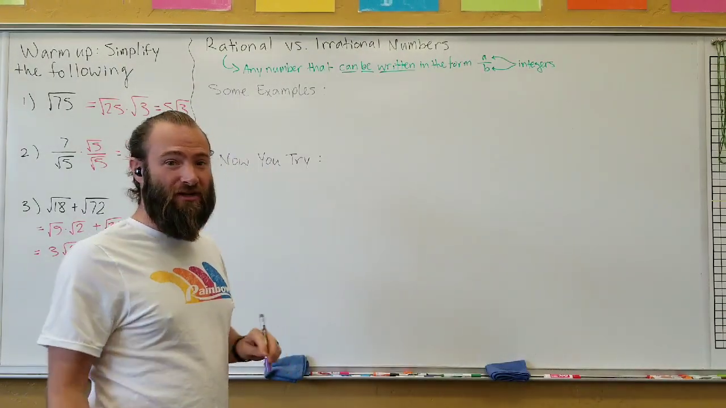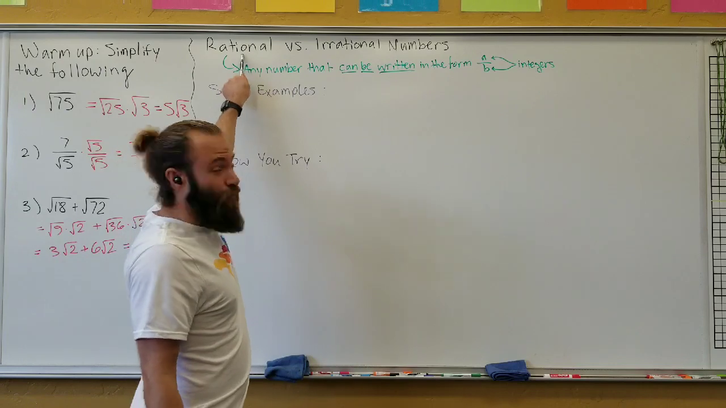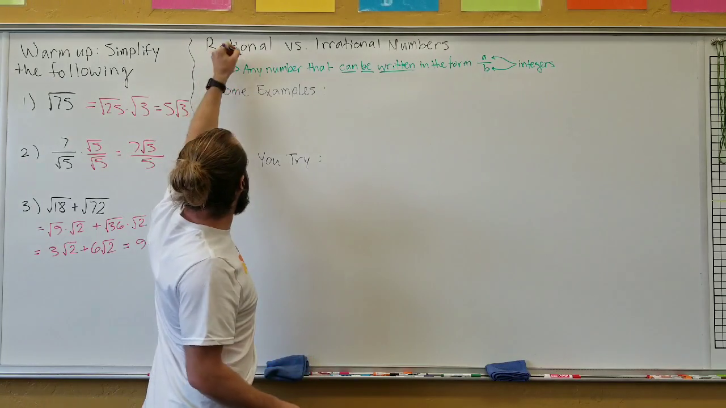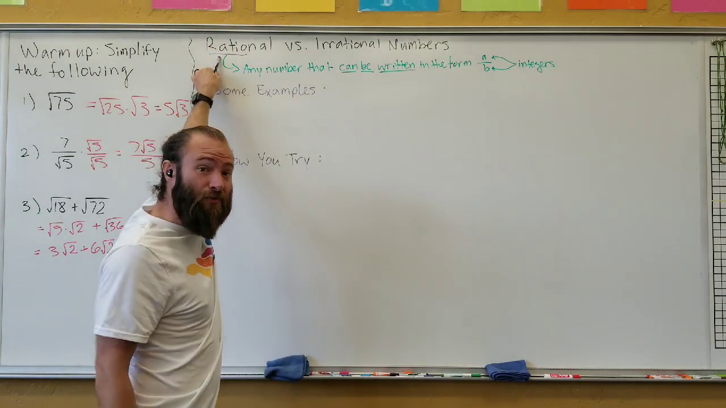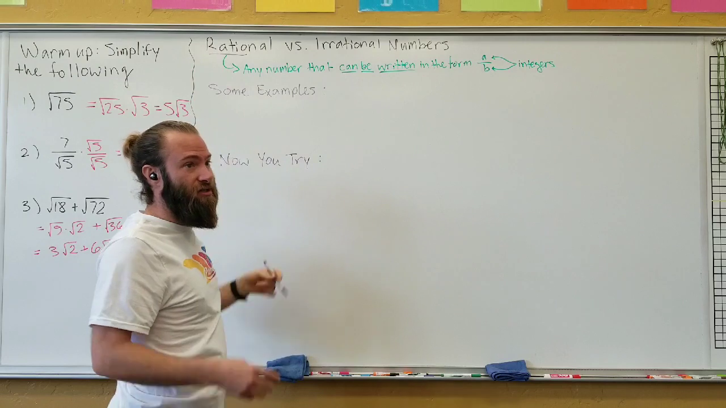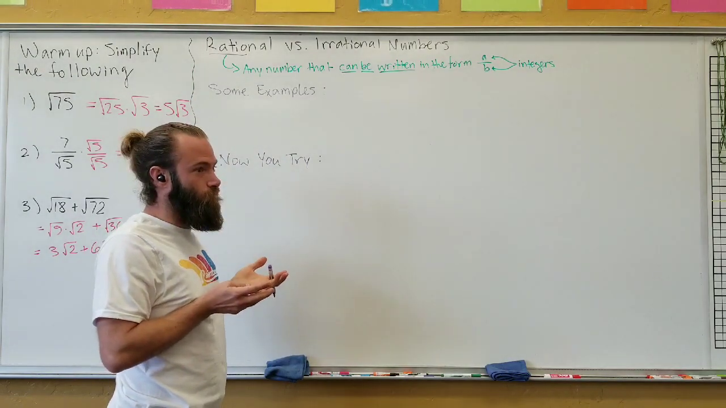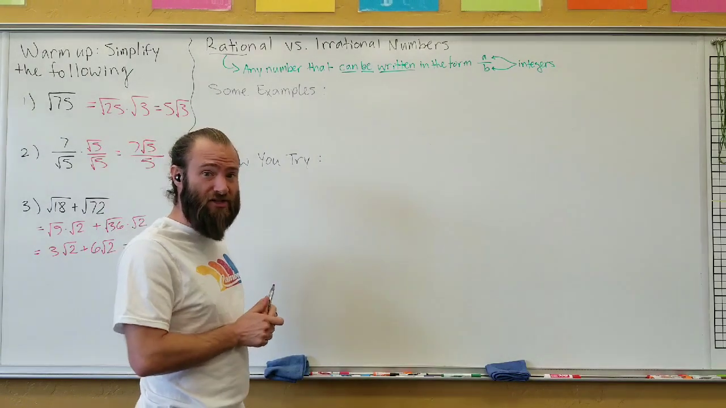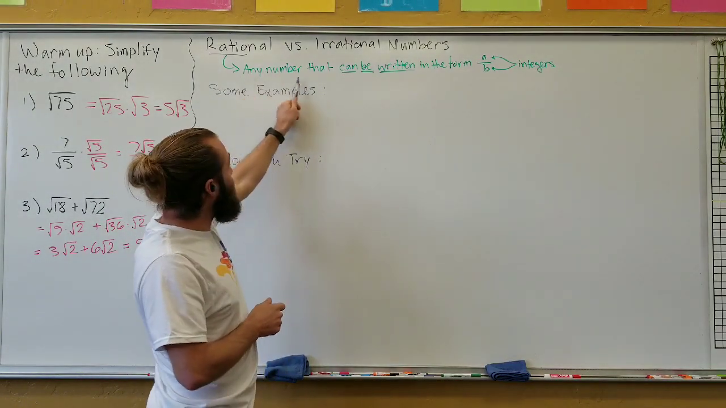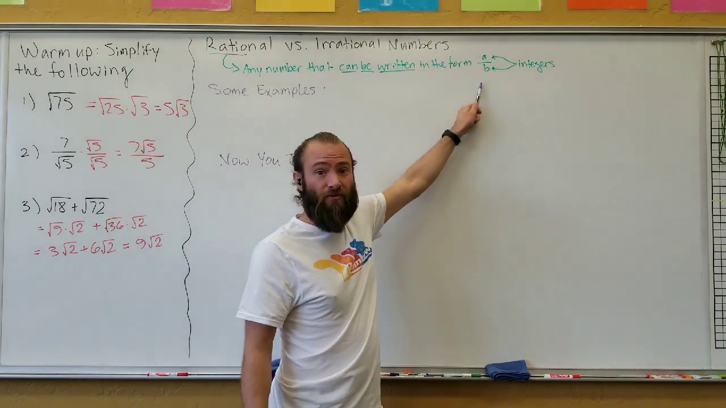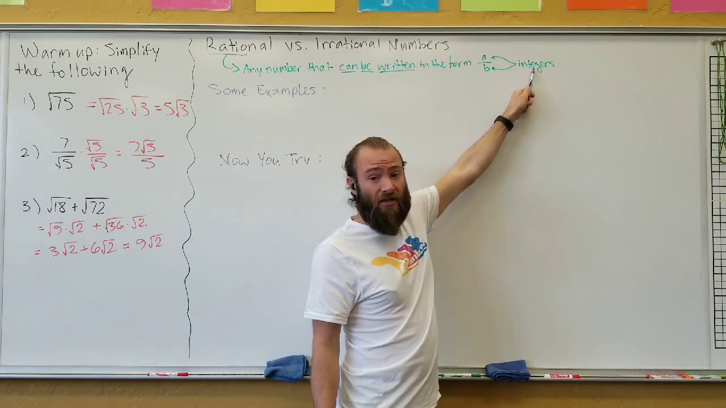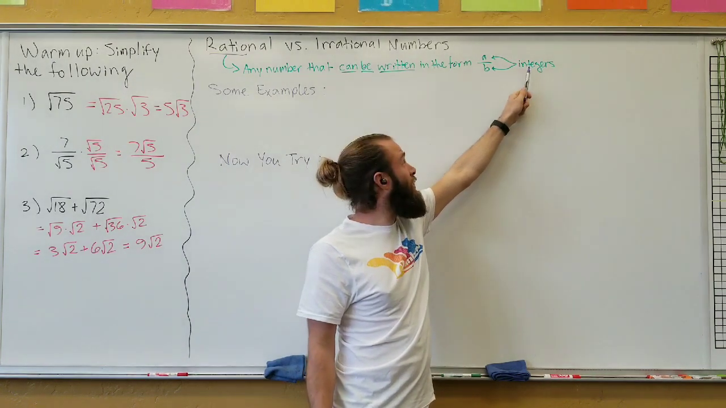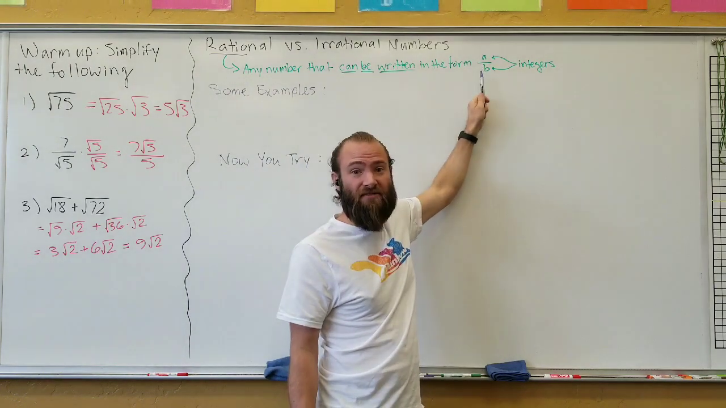Okay, so let's get into our regular lesson now. A rational number has a very simple and specific definition, and it's focused on this prefix ratio. And a ratio is essentially a comparison between two numbers, but we often express a ratio as a fraction, right? So any number that can be written in the form a over b, where a and b are each integers, is what we call a rational number. Okay? So essentially, can it be written as a fraction?